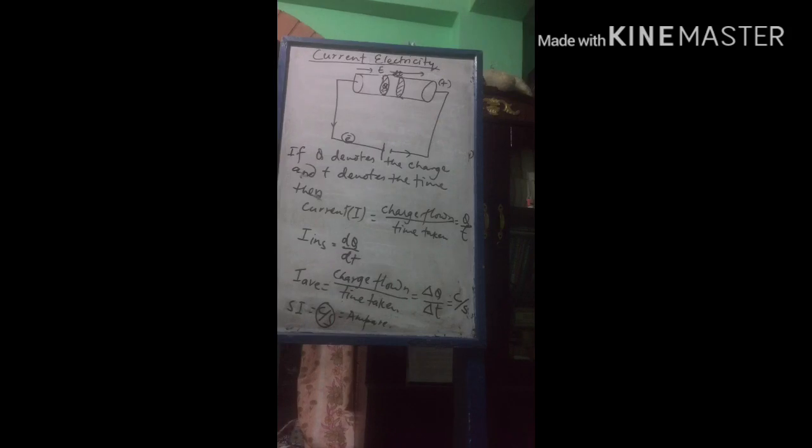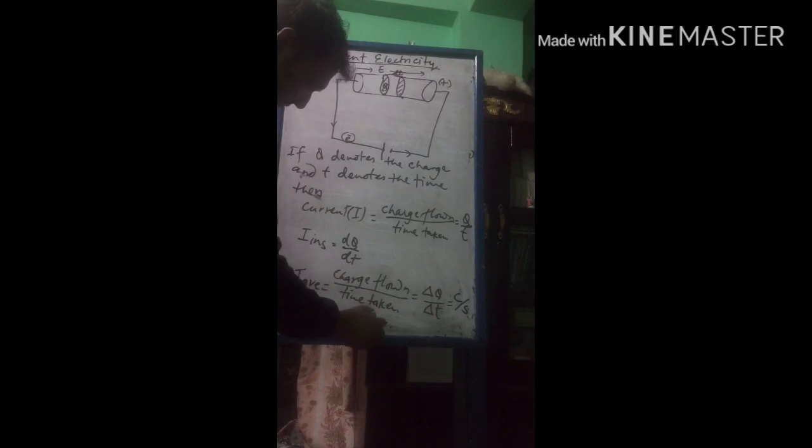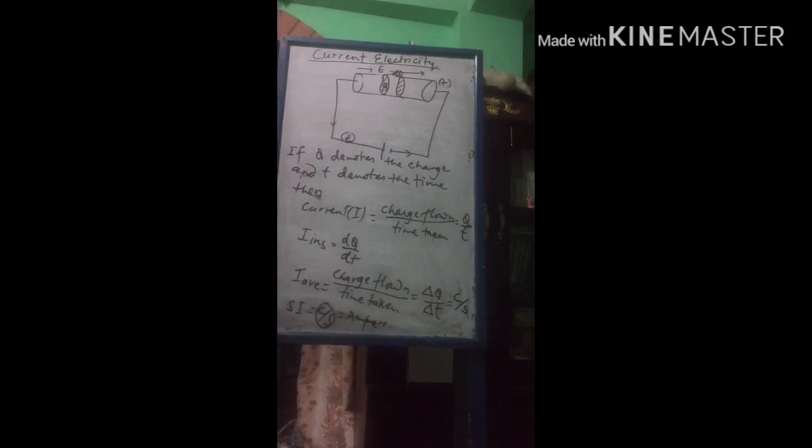Sometimes you may be asked, what is 1 ampere current? Then, if 1 coulomb of charge flows in 1 second, the current is said to be 1 ampere. Okay, please note down this. I think you have noted.